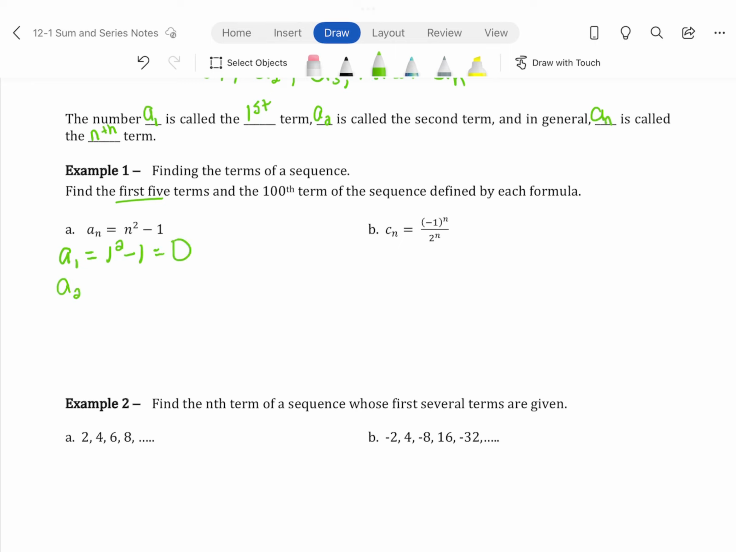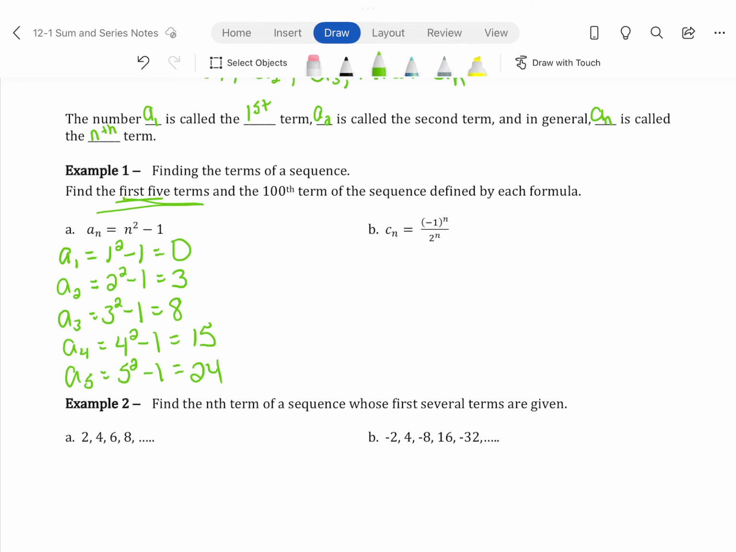My second term, a2, is 2 squared minus 1. 2 squared minus 1 would be 4 minus 1, so this is 3. a3 would be 3 squared minus 1, so 9 minus 1 is 8. Our fourth term is 4 squared minus 1, so 16 minus 1 gives us 15. a5 is 5 squared minus 1, 25 minus 1 is 24, so there are our first 5 terms.